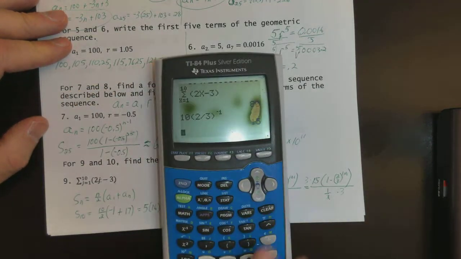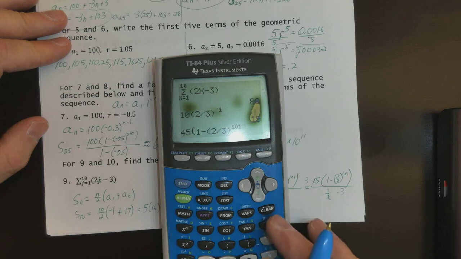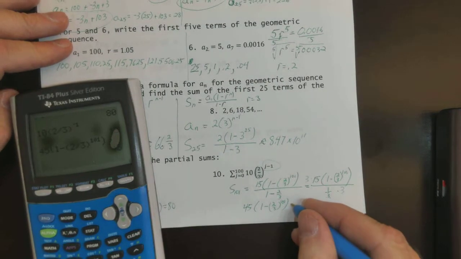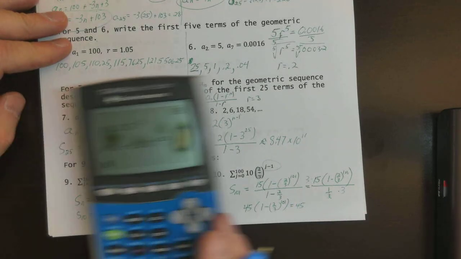Let's try that. 45 times 1 minus 2/3 to the 101st. I get 45. Oh my. Okay, so I got 45 with that. Now let's try the summation.